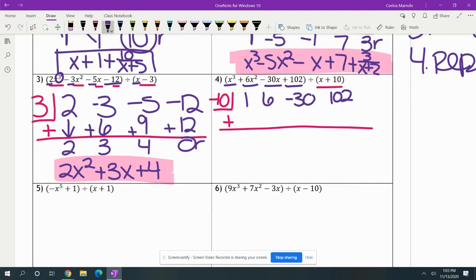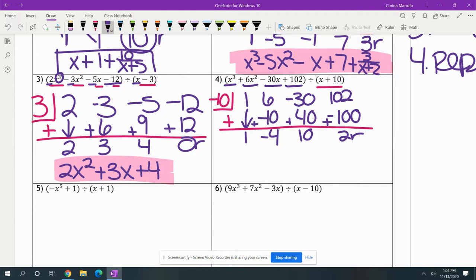Okay. So then from there, we start off the same step. Step 1, drop the first number. In this case, it's a 1. Then we multiply. Negative 10 times 1 is negative 10. And then you add. 6 plus negative 10 gives you negative 4. Then you multiply again. Negative 10 times negative 4 is a positive 40. Then you add. Negative 30 plus 40 is 10. Then you multiply again. Negative 10 times 10 gives you negative 100. And you add the 102 plus the negative 100, and that'll give you a remainder of 2.